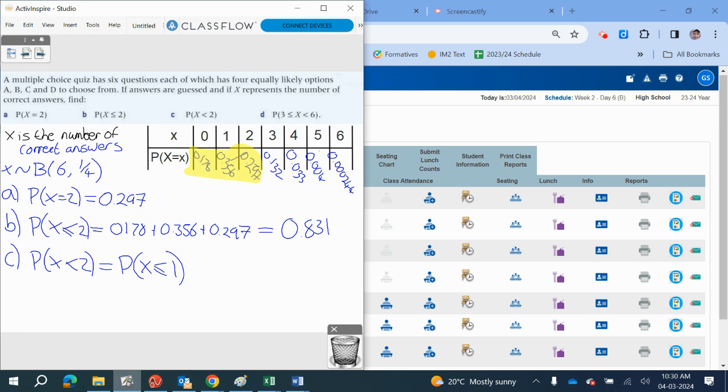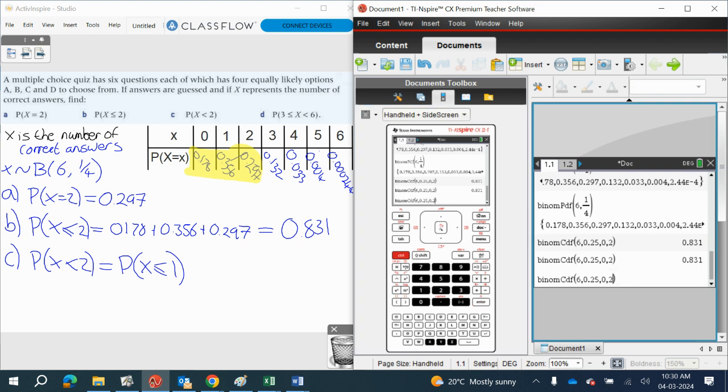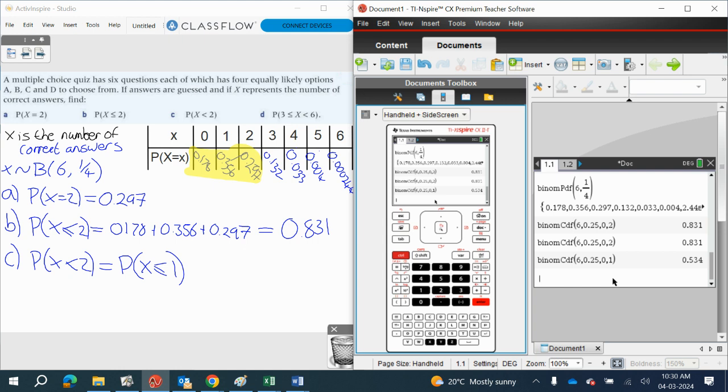So we can calculate that now on our calculator. I'll just scroll up and take this one, and you can start to learn what the syntax is: the number of trials, the probability of success, the lower bound and the upper bound. So I just need to change the upper bound to 1 on that one, and I get 0.534.